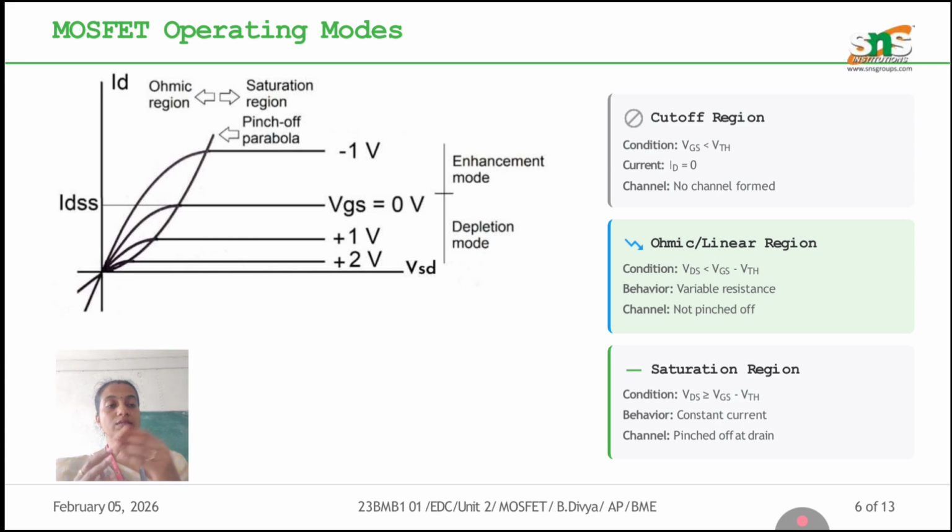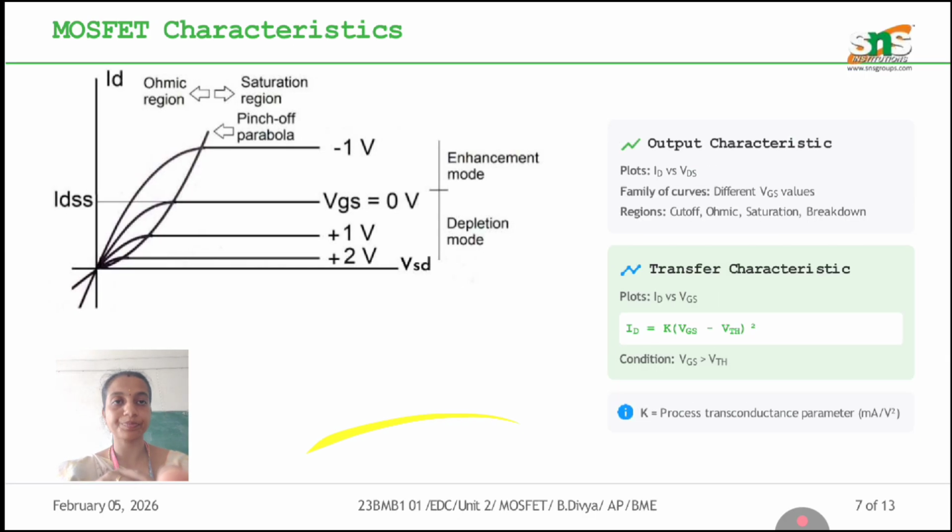Next, we are moving on to the saturation region, where VDS is greater than or equal to VGS minus VTH, where the drain source voltage is higher than or equal to the gate source voltage minus threshold. The current will be constant, and a pinch off region is formed at the drain, where a saturation constant current is formed.